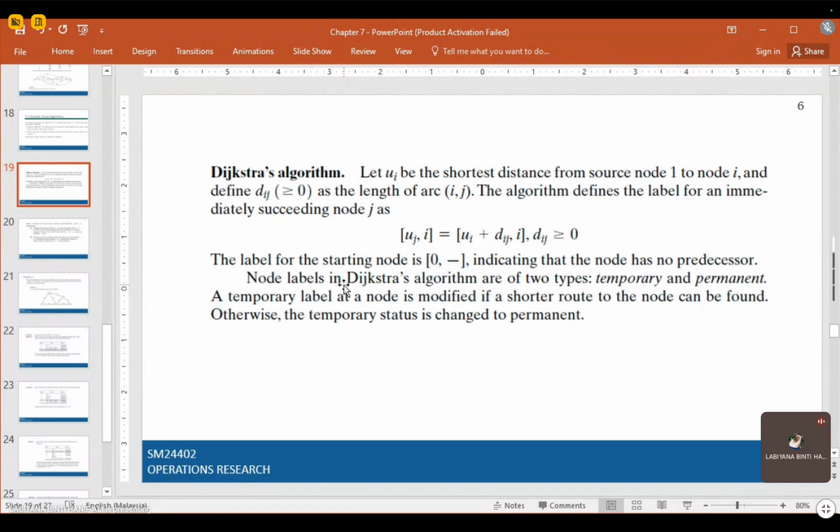Node labels in Dijkstra algorithm are of two types. Okay, we have temporary and permanent. A temporary label at a node is modified if a shorter route to the node can be found. Otherwise, the temporary status is changed to permanent. So, in this algorithm, we have these two types, the temporary and permanent. But the temporary status can change into permanent when we get our shortest route.